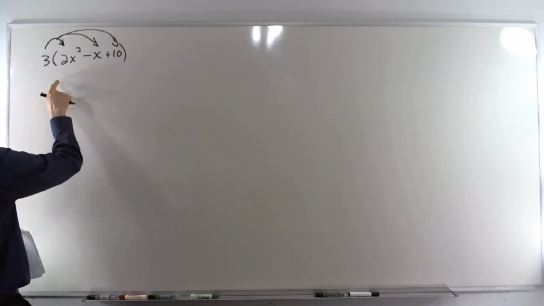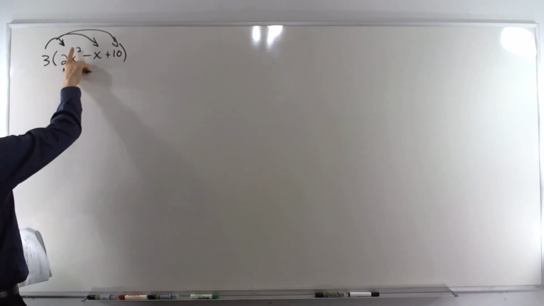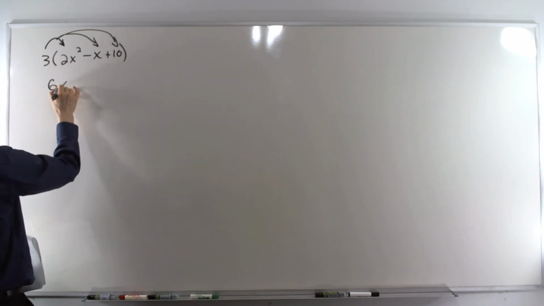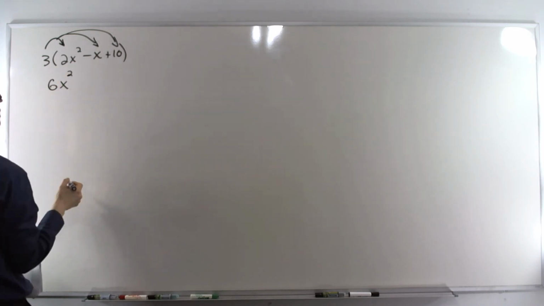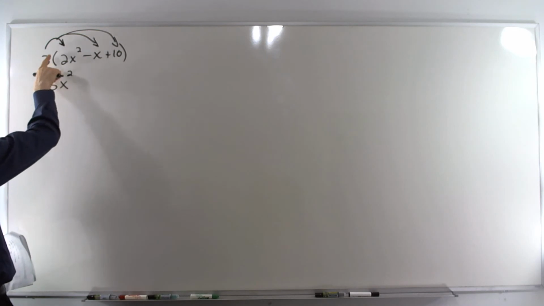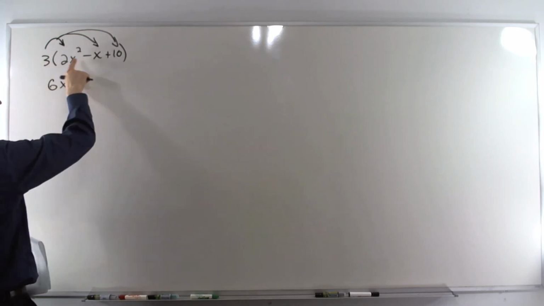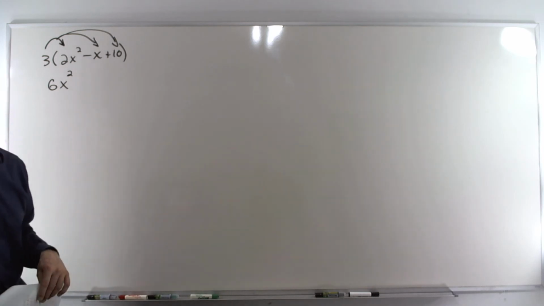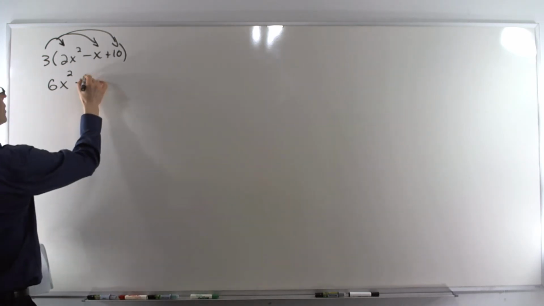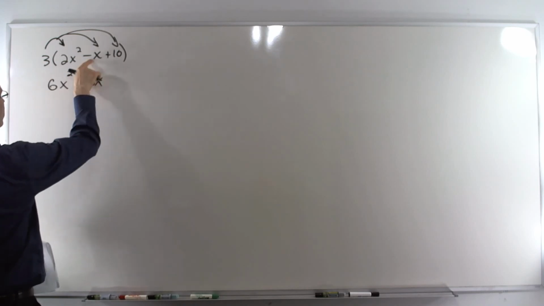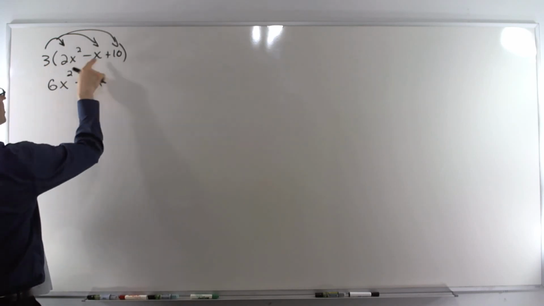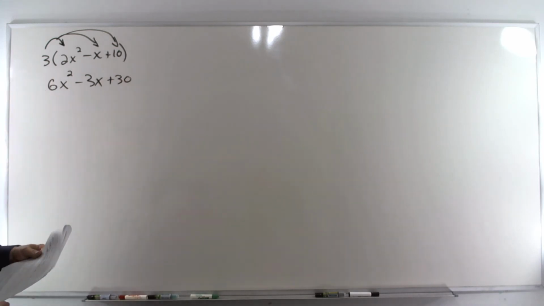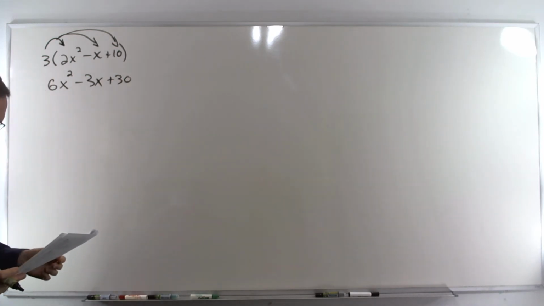All right, so we have 3 multiplications here. We multiply a number by an expression multiplied by the coefficient. 3 times 2 is 6, and keep the variable part exactly the same. Whenever you're multiplying just a number with no variable part into a polynomial like this, keep in mind that the variable parts never change, only the coefficients change. All right, now we got 3 times negative 1, that's negative 3x. 3 times 10 is 30. So 6x squared minus 3x plus 30. Your turn, number 10.